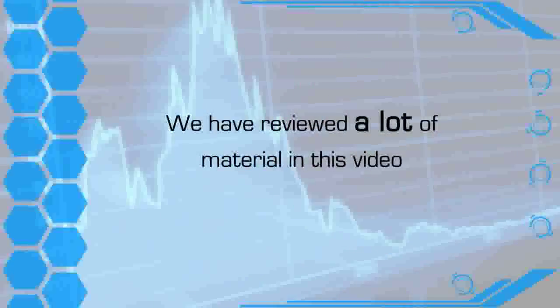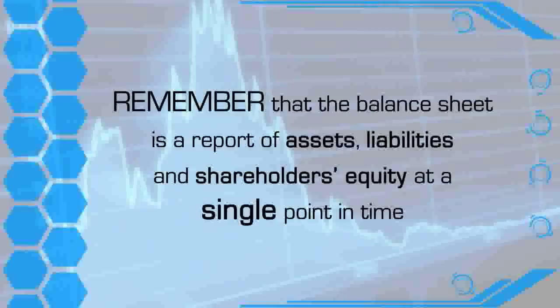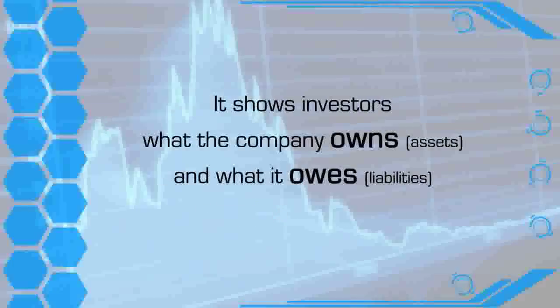We've reviewed a lot of material in this video, from what the balance sheet is, how it's organized and constructed, to how to begin to analyze it. The balance sheet has a lot of information to provide to investors, as do its companions, the income and the cash flow statements. Remember that the balance sheet is a report of assets, liabilities, and shareholders' equity at a single point in time. It shows investors what the company owns, its assets, and what it owes, liabilities.